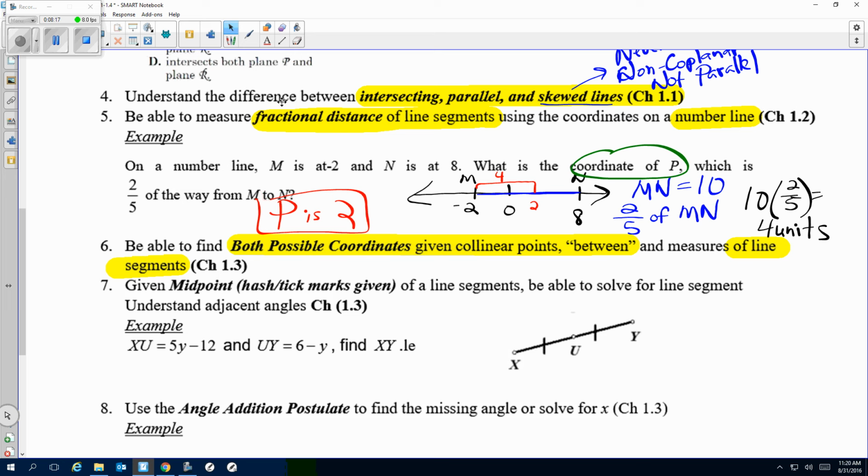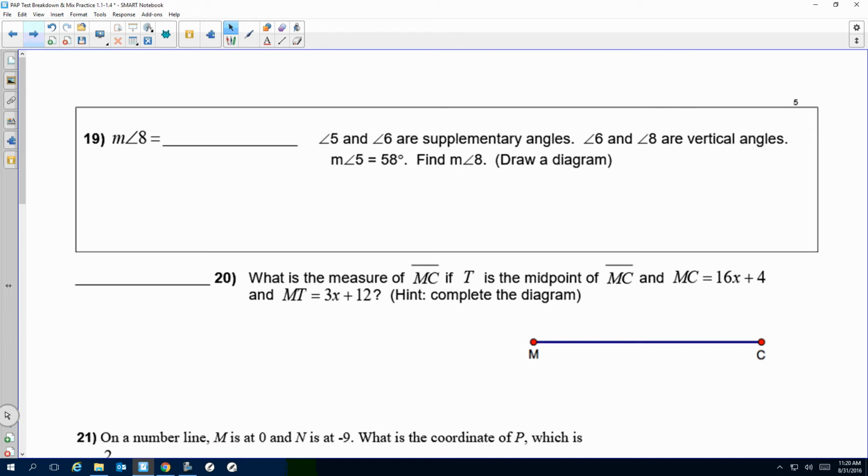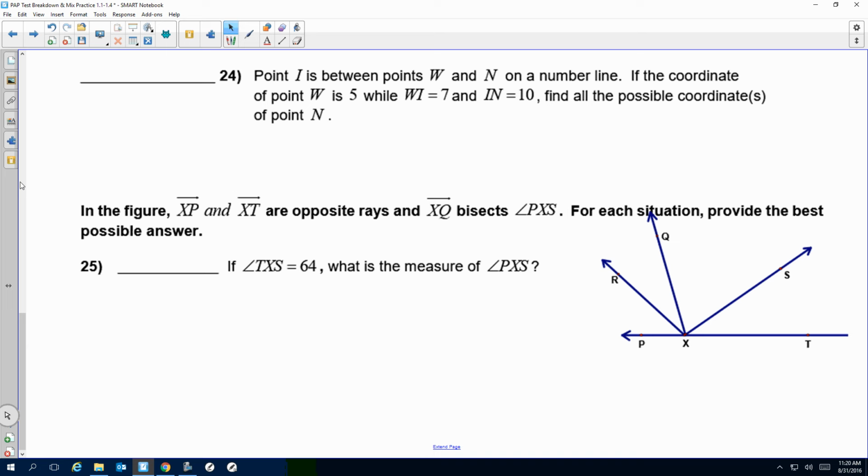You have a 24? So if you look at number 24, mixed practice, I think it's on this page. Yeah, okay, so here it is. Point I is between W and N on a number line. So you're going to be using a number line again. It says, if the coordinate of point W is 5, with WI equals 7, IN is 10, find all possible coordinates. Think number line.